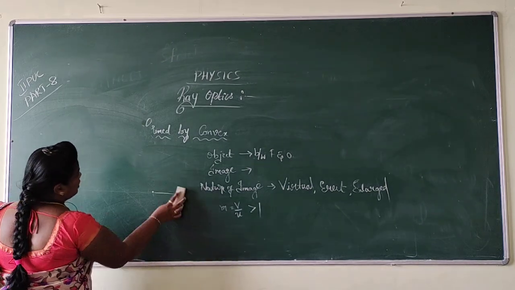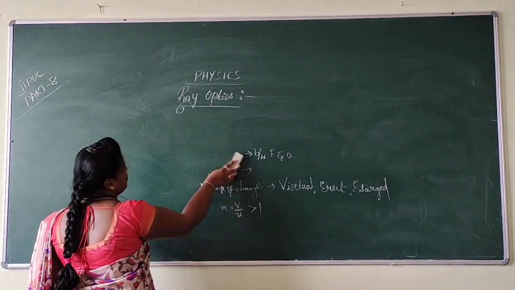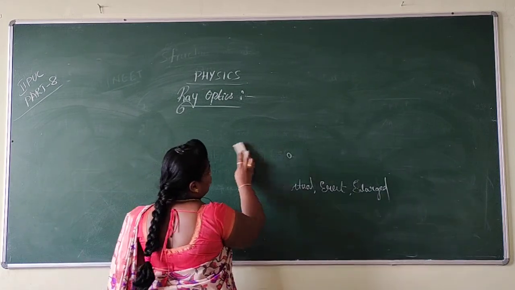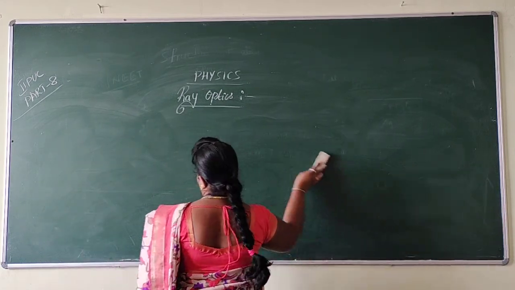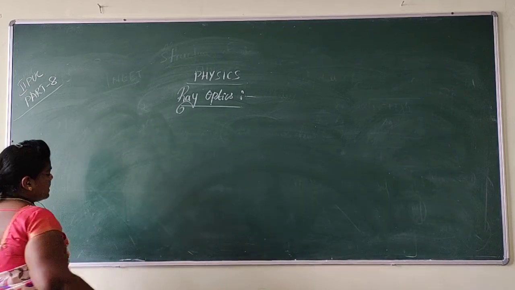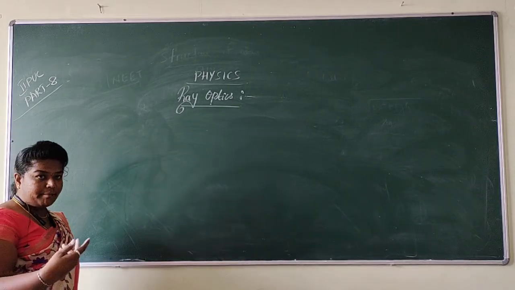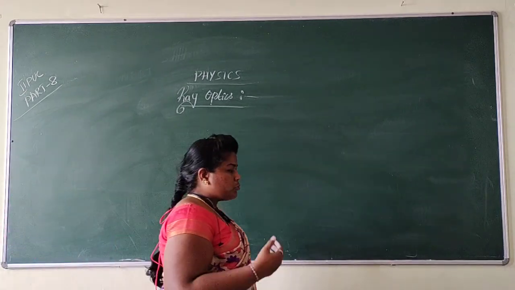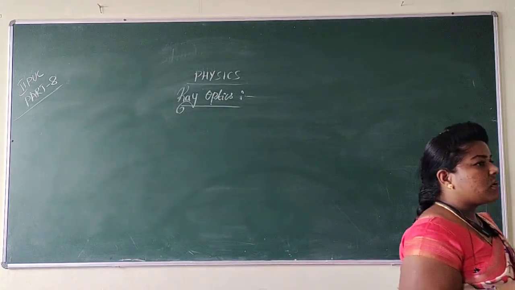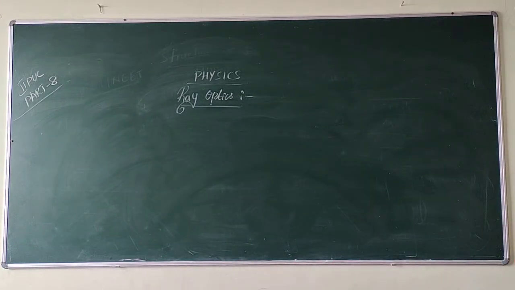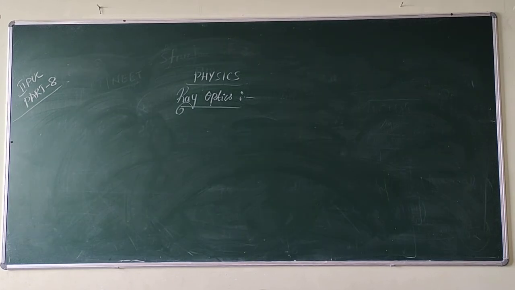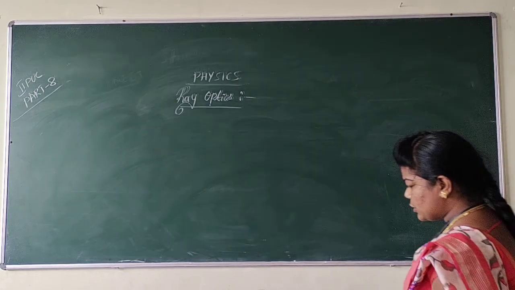Because while we are discussing the optical instruments, by the time we use the lenses, we should write so many ray diagrams. To understand that, we should first know how the images are formed for the different positions of an object in case of a convex lens. With this, now I am moving towards the discussion of optical instruments.